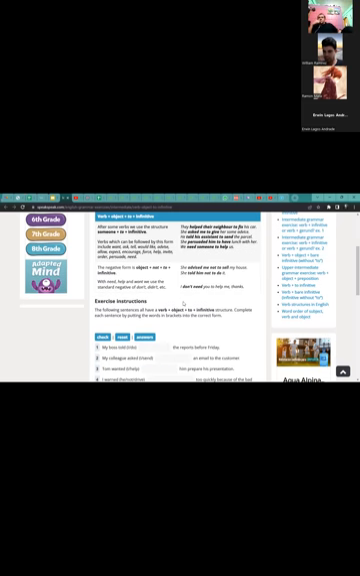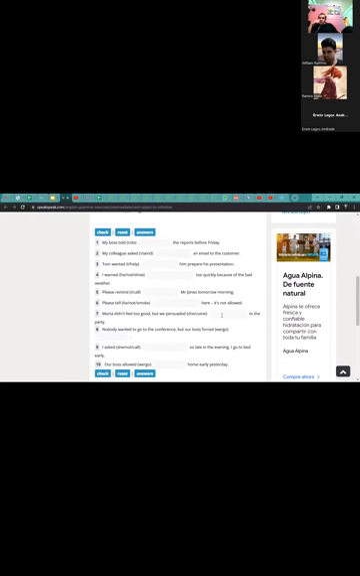Okay, so it says the following sentences all have a verb, object, to, infinitive structure. Complete each sentence by putting the words in brackets into the correct form. So there are 10 sentences that we're going to work on. I'm going to give you a few minutes to finish, and then we're going to compare together, okay? So I will give you a few minutes to finish.